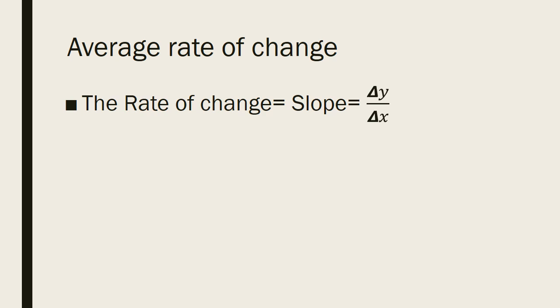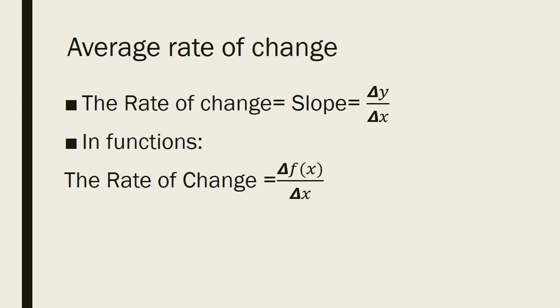Now we're going to talk about the average rate of change. We talked about the average rate of change before when we talked about linear equations and slopes. And we said that the rate of change is equal to the slope, which is equal to the difference in y over the difference in x. In functions, the average rate of change is the difference in the outputs divided by the difference in the inputs.